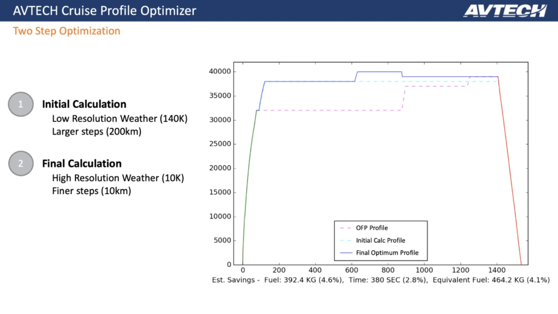So really what we do in the initial step is to run an optimization calculation with low resolution weather and with larger steps, so typically 200 kilometer steps, to find the corridor where we roughly see that the optimized flight profile will be in. Based on that result, we can then go to our 10K weather solution and the Met Office and retrieve for the trajectory a high resolution corridor. And the final calculation is then run with this corridor and much finer steps, 10 kilometer steps, to find the really optimal solution, optimal flight profile.